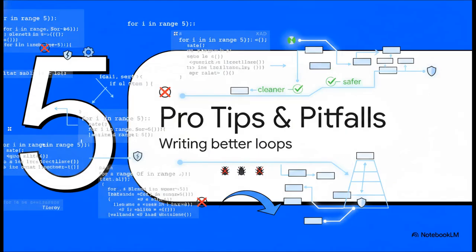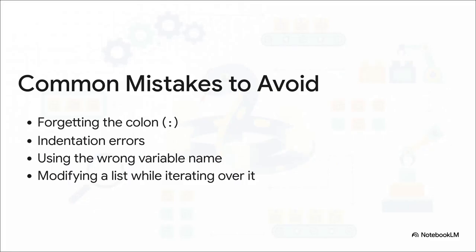All right, we're in the home stretch. This section is super important. We're going to cover the common mistakes that trip up pretty much everyone at the beginning, and I'll show you how to avoid them so you can write much better, safer code. Here are the big 4. Forgetting that colon at the end, that's an instant error. Messing up your indentation? Python won't run it. Using the wrong variable name inside, that'll crash your code. But that last one is the one that causes the most confusing bugs.